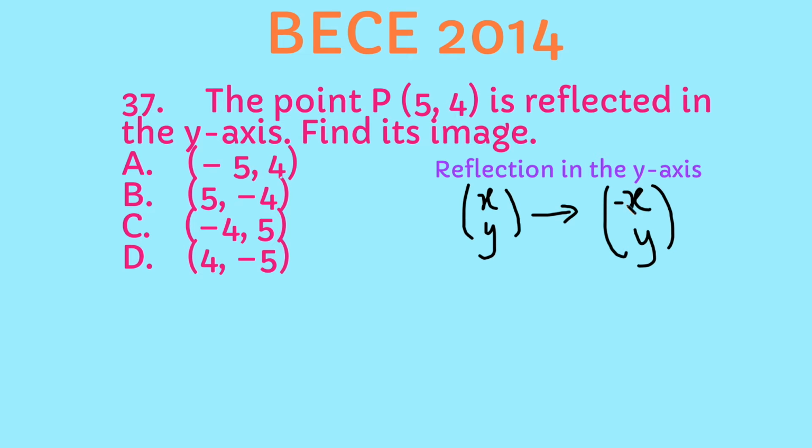For question 37, we're looking at a point P, which is 5, 4, being reflected in the y-axis, and we have to find its image. Very simple. We have to find out the formula for the reflection in the y-axis. We are told that x, y, when reflected in the y-axis, will become negative x, y. So for 5, 4, it will now become negative 5, 4 when it's reflected in the y-axis. Our final answer will be A.